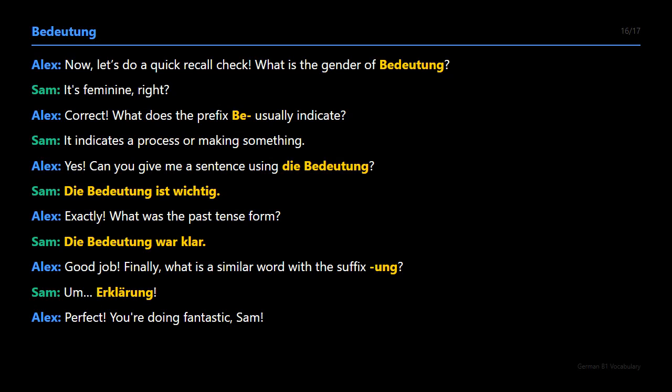Now, let's do a quick recall check. What is the gender of Bedeutung? It's feminine, right? Correct. What does the prefix Be- usually indicate? It indicates a process or making something.